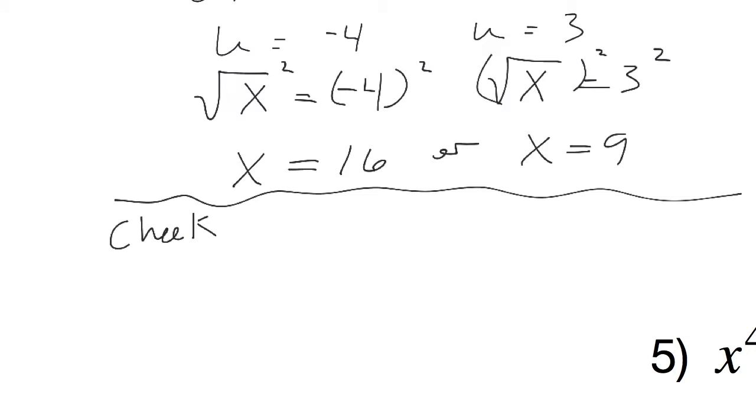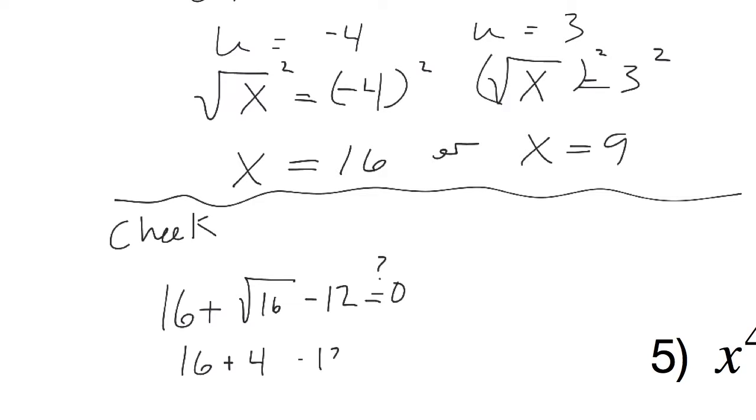Let's check these solutions. Is 16 plus the square root of 16 minus 12 equal to 0? Well, if you take the square root of 16, then that would be 16 plus 4 minus 12 is equal to 0, which is not true. So therefore, x equals 16 is not a solution.